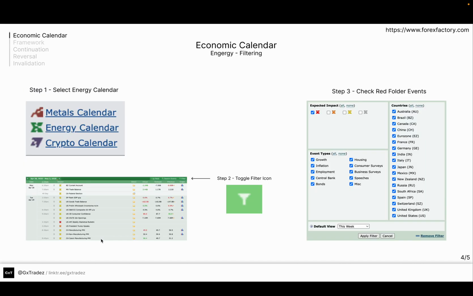So let's move on. So now, how to apply the energy calendar, because a lot of people don't know this. So same thing, Forex Factory.